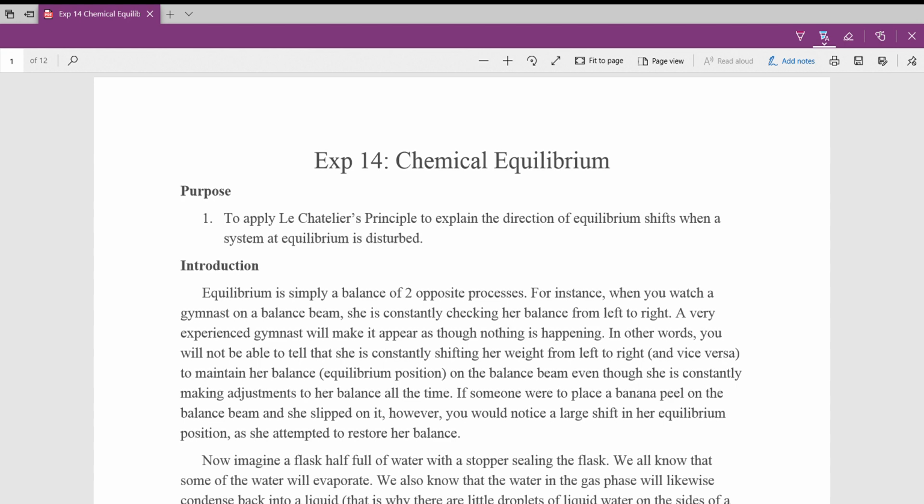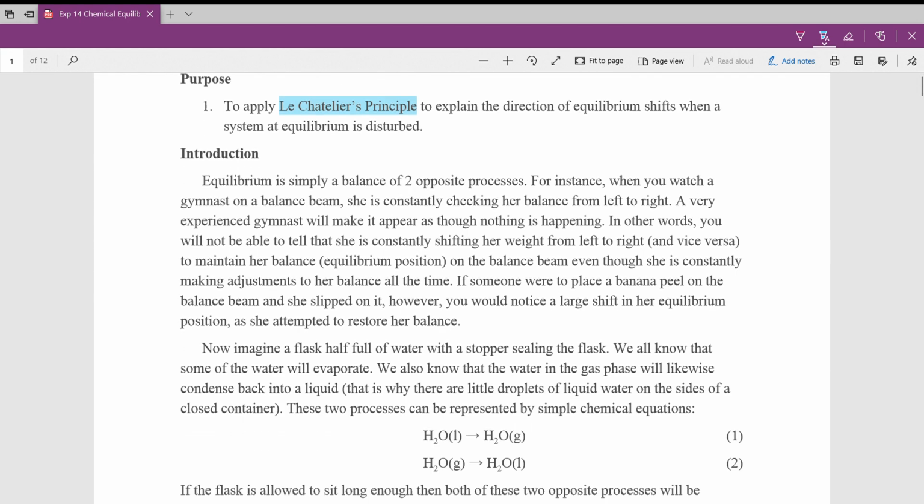Okay, so let's get started with experiment 14, chemical equilibrium, or this is really all about what we call Le Chatelier's principle. I assume you guys have covered this in lecture. It just simply says if something is at equilibrium and we disturb it, it will go back to equilibrium. So let's talk about that really quickly.